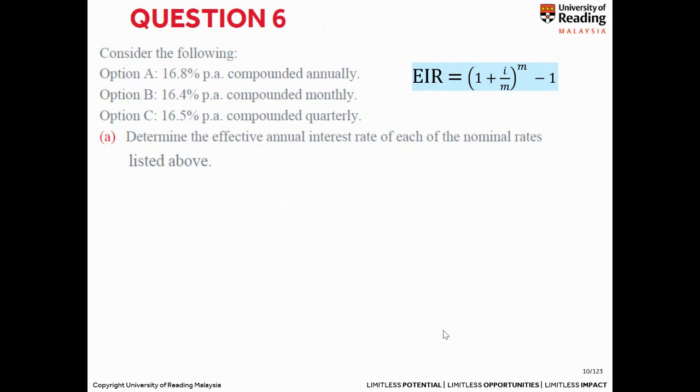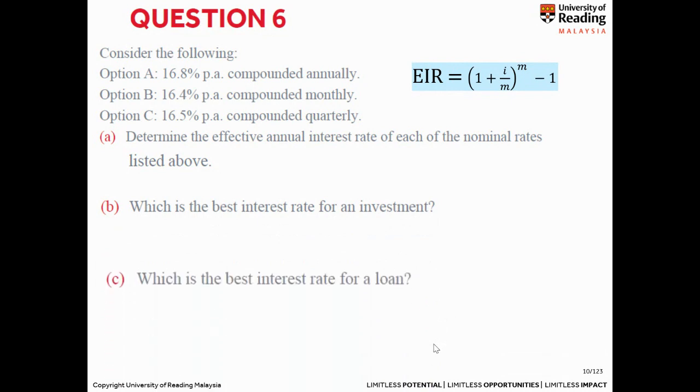Part A of the question, determine the effective annual interest rate for each of the nominal rates listed above. Then which is the best interest rate for an investment? Which is the best interest rate for a loan? For investment, you want the highest possible EIR. Well, for the loan, when you borrow money from the bank, you want the lowest EIR.